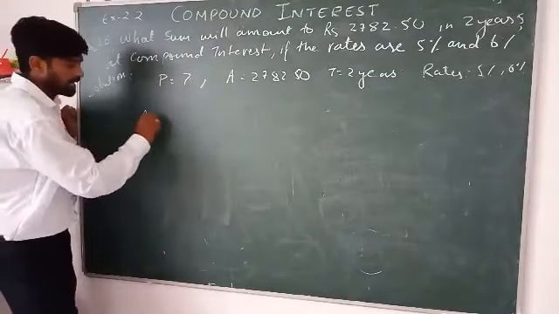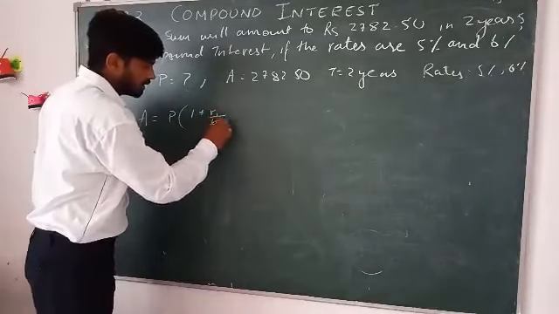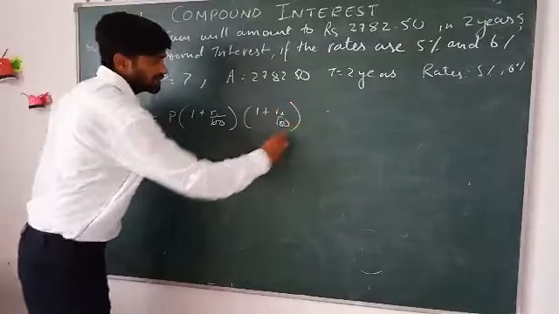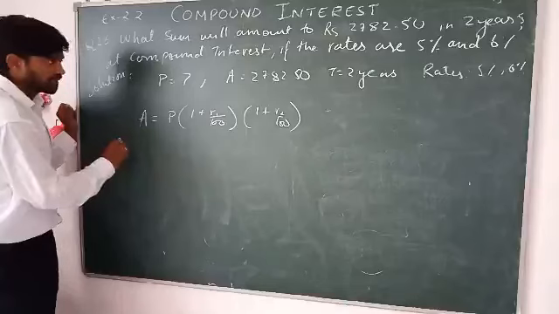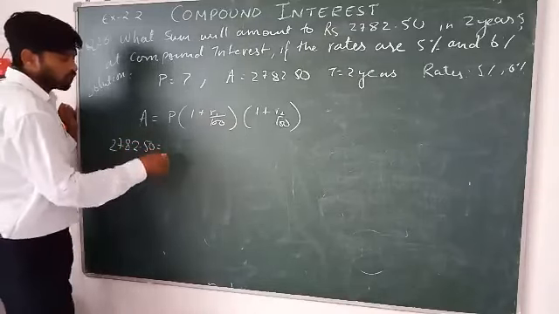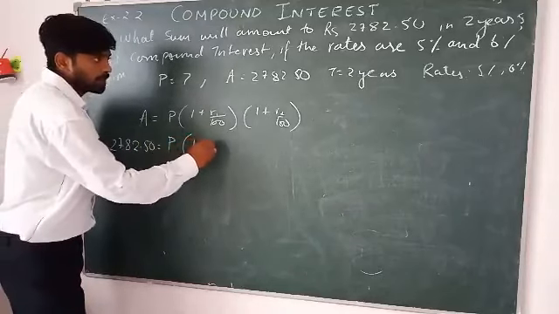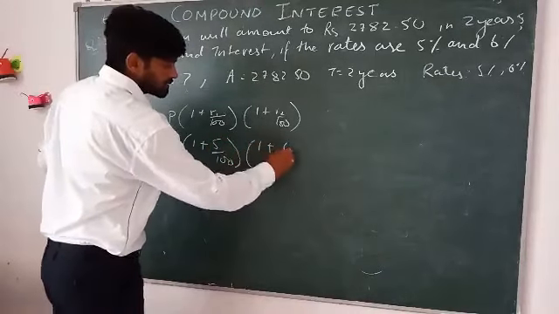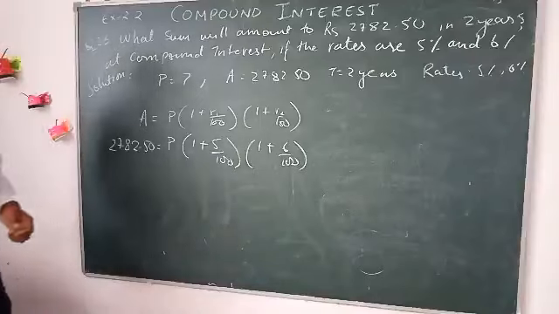Okay, so you know which formula we need to apply. We need to apply A equals to P, 1 plus R1 upon 100 and 1 plus R2 upon 100. This is the formula that we apply. Now amount is already given to me, that is 2782.50 equals to, what is principal? I don't know. I have to find principal. 1 plus 5 upon 100, 1 plus 6 upon 100. You guys all agree with me, right?